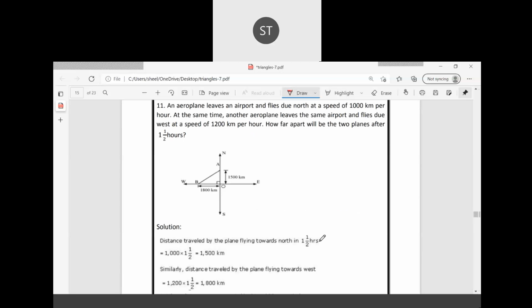An aeroplane leaves an airport and flies due north at the speed of 1000 km per hour. At the same time, another aeroplane leaves the same airport and flies due west at a speed of 1200 km per hour. How far apart will be the two planes after 1.5 hours?